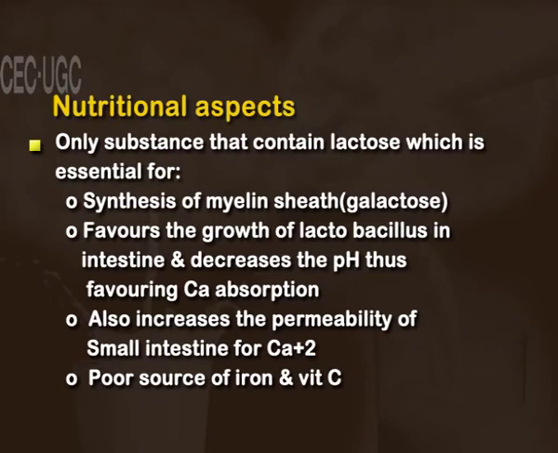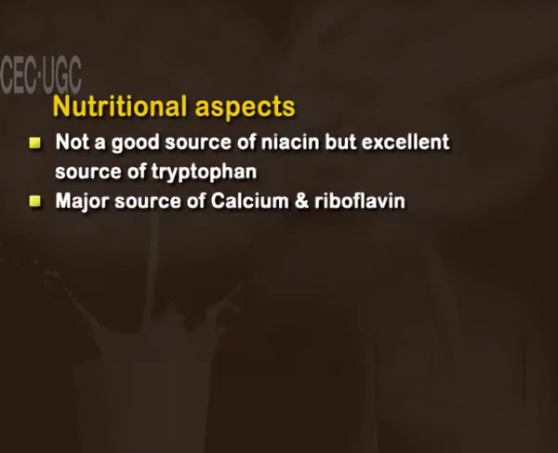Now, it's a poor source of iron and vitamin C, and not a very good source of niacin, but an excellent source of tryptophan, which can be converted to niacin biosynthetically in the body. It's a major source of essential minerals like calcium and the vitamin riboflavin, which is not easily found in other foods.